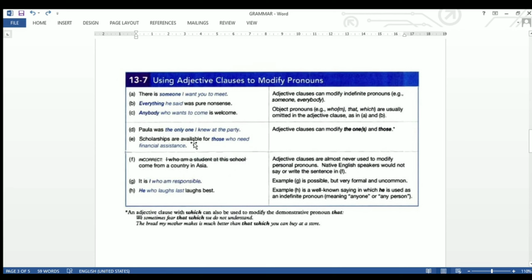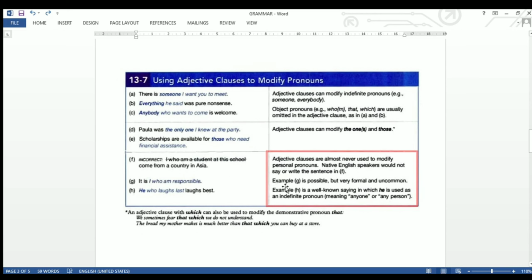Scholarships are available for those who need financial assistance. "Those" can also be modified by the adjective clause. This refers to a group of people. It's not referring to someone or anyone in particular, right?